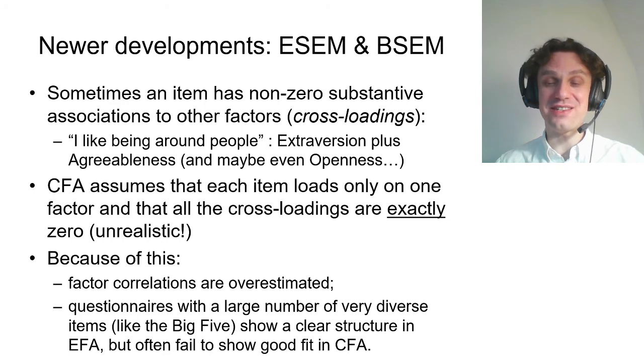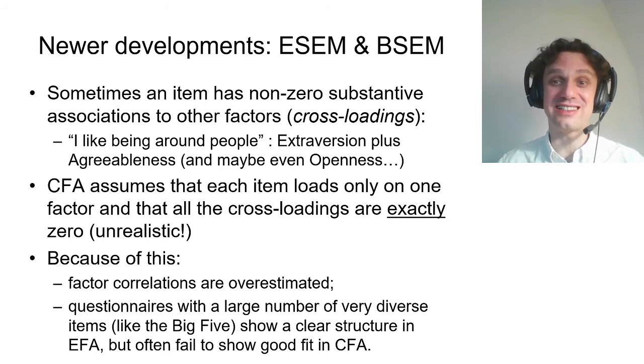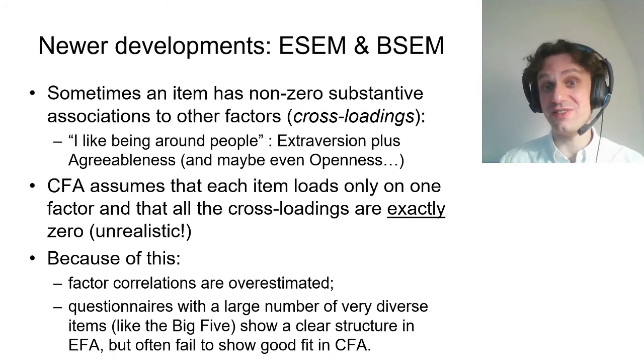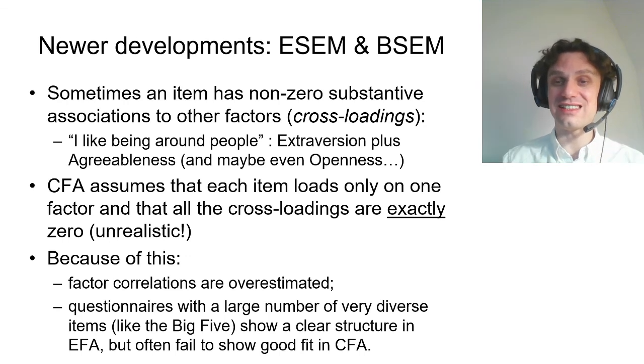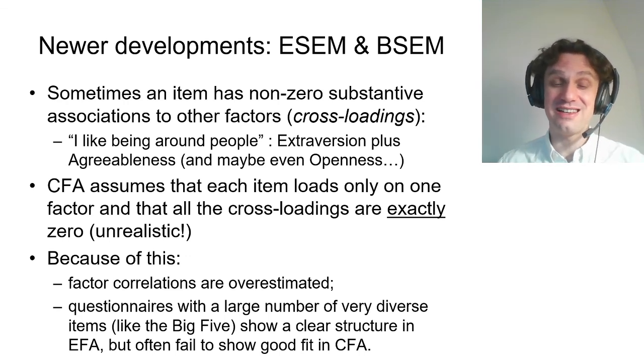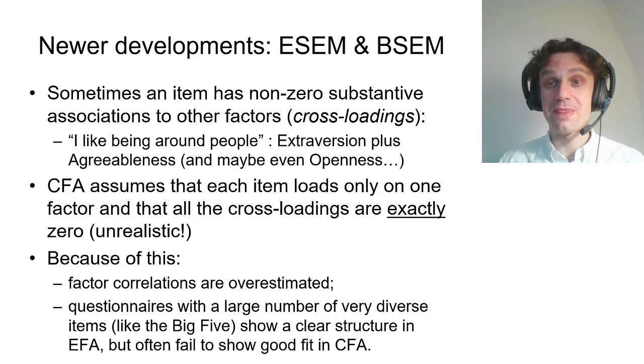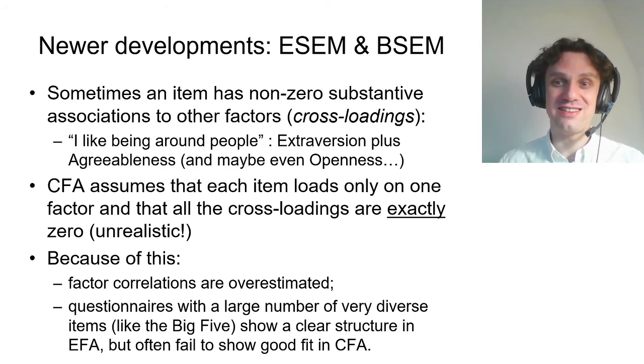And some other developments in this field of confirmatory factor analysis that are happening recently try to work around another problem. And this problem is that sometimes we have questions that have substantive relationships with several factors, that have these cross-loadings that are not errors, not artifacts, but are quite logical. For example, let's take a question from the Big Five inventory. I like being around people. Originally, it's supposed to measure extraversion, its aspect of gregariousness. I like companies, I like socializing, and so on.